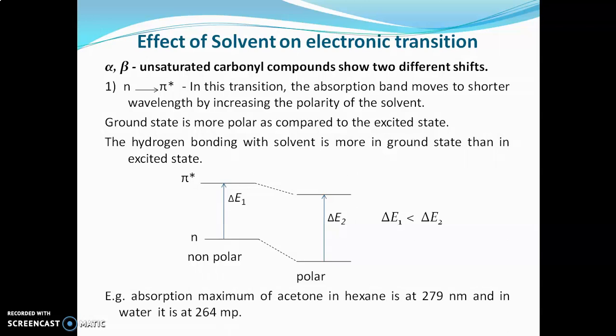Lambda max or absorption maxima of acetone in hexane is 279 nanometer. That means in non-polar solvent, the lambda max of acetone is 279 nanometer. But if we dissolve the acetone in water instead of hexane, water is more polar than hexane. If we dissolve acetone in water, its lambda max will shift towards 264 nanometer, that means from 279 to 264. This drastic shift is observed due to the changing polarity of the solvent.